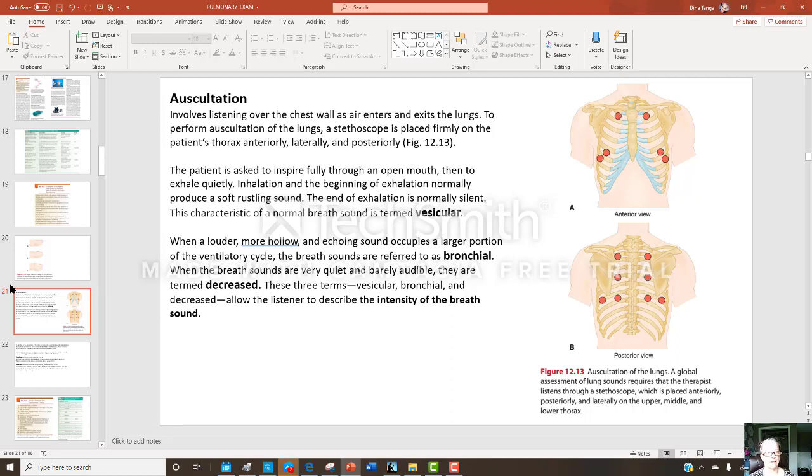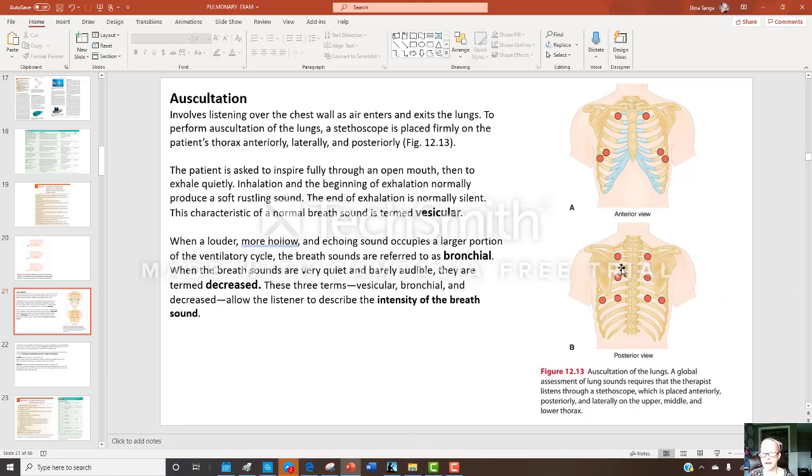Auscultation involves listening over the chest wall as air enters and exits the lungs. To perform auscultation of the lungs, a stethoscope is placed firmly on the patient's thorax anteriorly, laterally, and posteriorly. So you can see in Figure 12.13, right below the clavicle, and then right at 1, 2, 3, 4, 5, just under the 5th rib and right under the 6th rib.